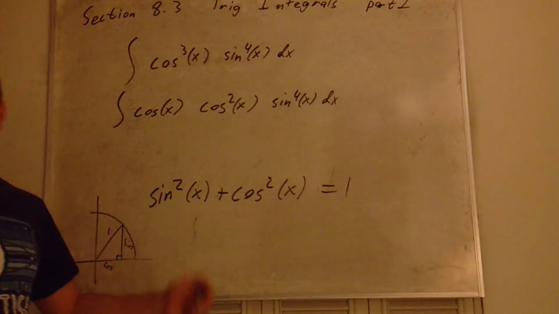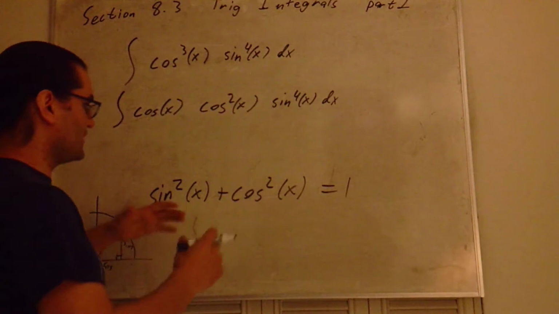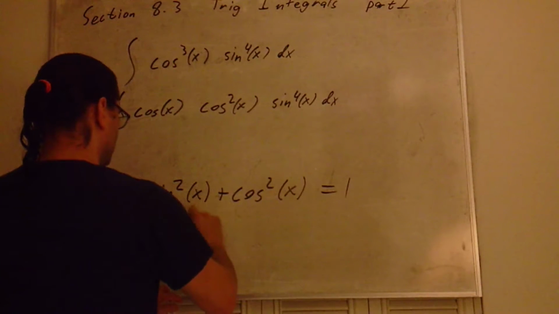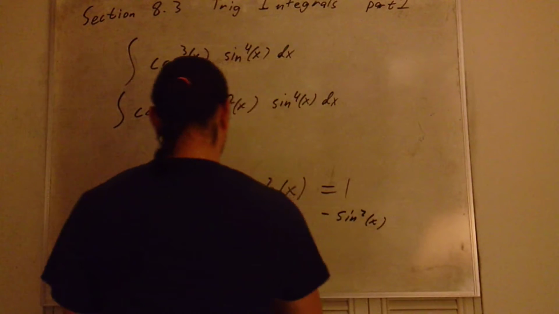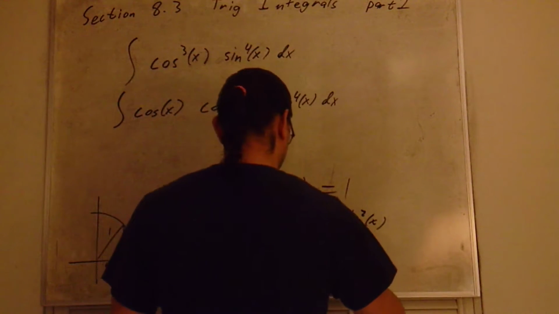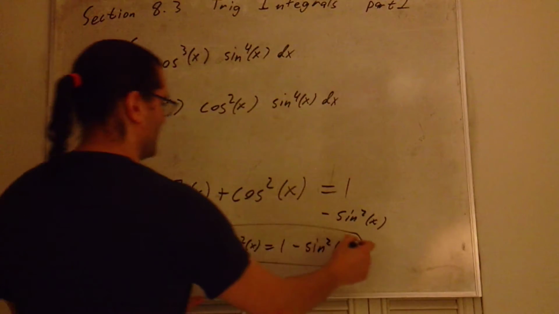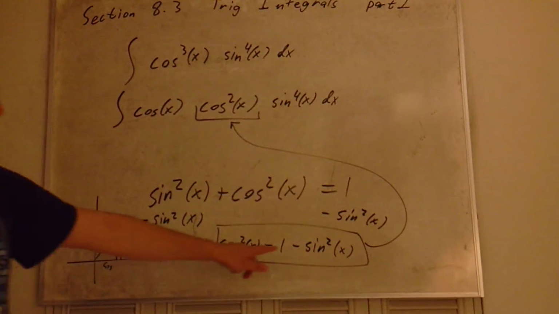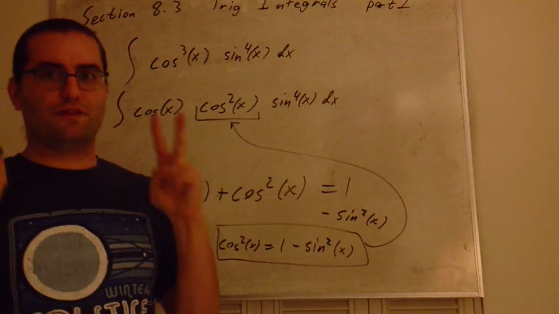This is not the form in which we're going to use it. This can be transformed if you subtract sine squared from both sides. You get cosine squared x equals 1 minus sine squared x. This is the form that we're going to be using in this example to substitute out this cosine squared into 1 minus sine squared.